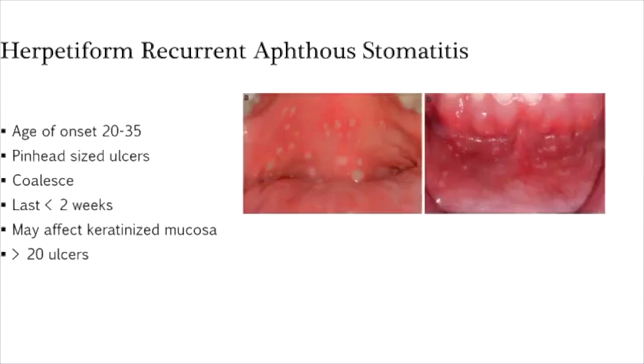So it really is just these random small pinhead-sized ulcers. They are not preceded by vesicles, okay? So it's just more erythema, and then it breaks down, and there can be these crops of ulcers. And these ones, interestingly, do like keratinized mucosa.